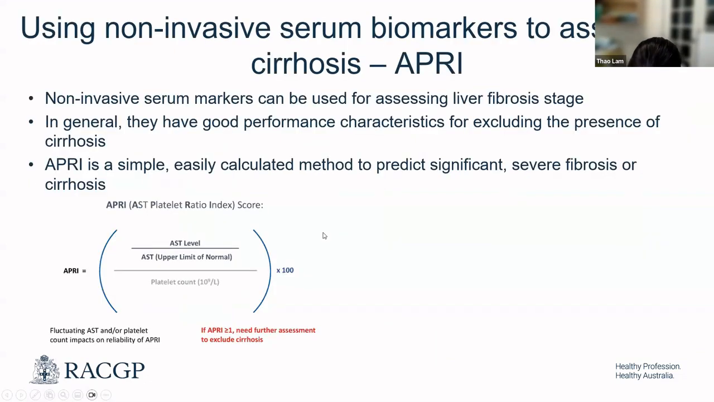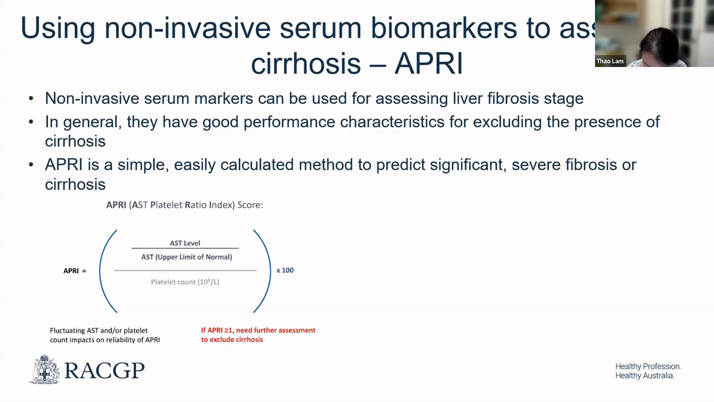So the APRI score is a non-invasive serum marker that can be used as the initial assessment of liver fibrosis. In general, it has really good performance characteristics for excluding the presence of cirrhosis. It's calculated using the patient's AST level, the platelet count, as well as the upper limit of normal AST, which we generally take as 40. The lower the APRI score, that is less than 0.5, the greater the negative predictive value. That means that you have the ability to rule out cirrhosis with confidence.